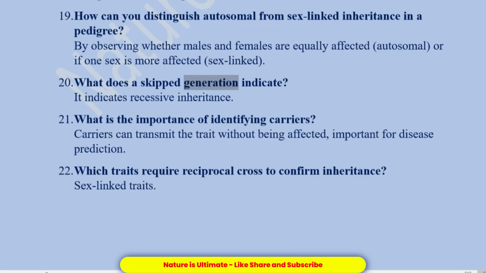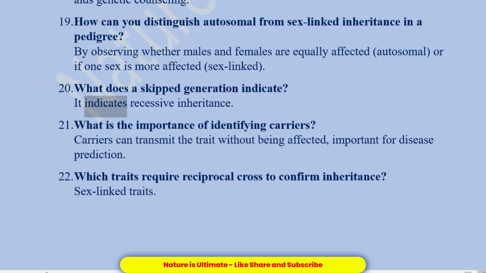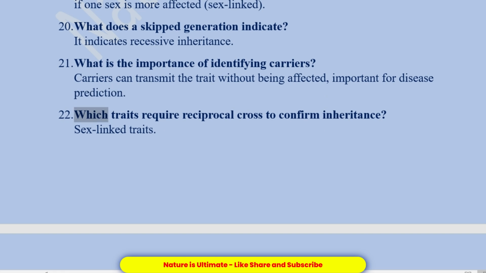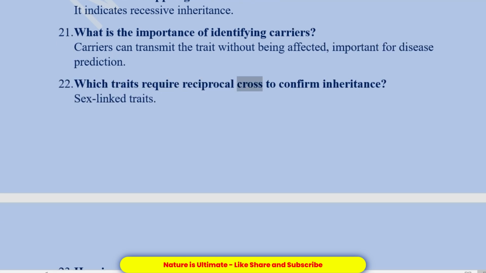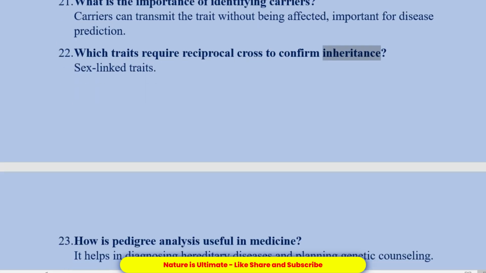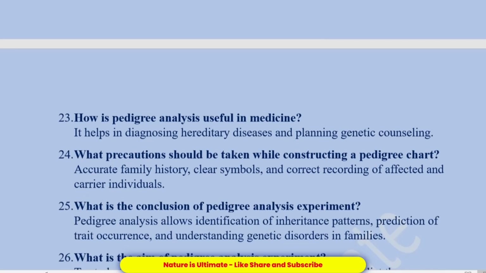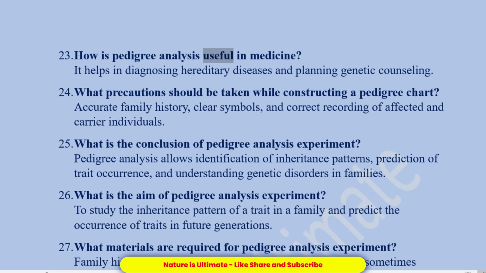What does a skipped generation indicate? It indicates recessive inheritance. What is the importance of identifying carriers? Carriers can transmit the trait without being affected, important for disease prediction. Which traits require reciprocal cross to confirm inheritance? Sex-linked traits. How is pedigree analysis useful in medicine? It helps in diagnosing hereditary diseases and planning genetic counseling.